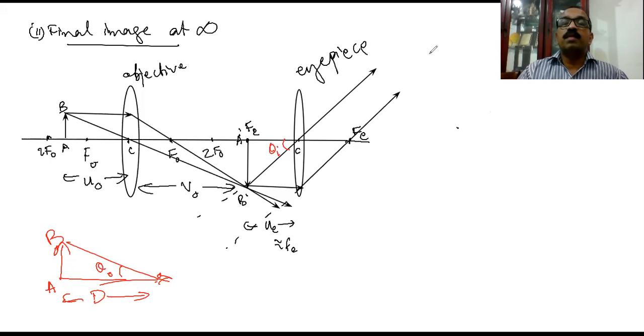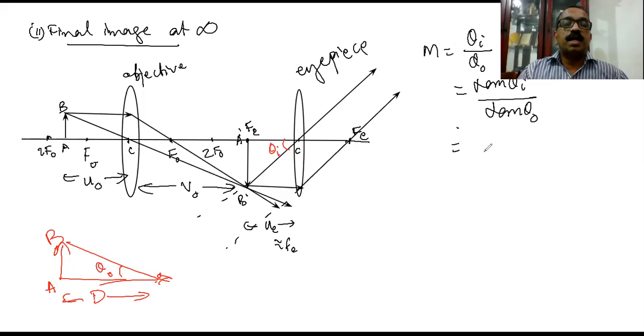Now the expression for magnifying power. Definition of magnifying power is theta I by theta O, which can also be written as tan theta I by tan theta O, which we have defined before. Tan theta I for the diagram we can write as A dash B dash by FE, divided by tan theta O, which is AB by D.